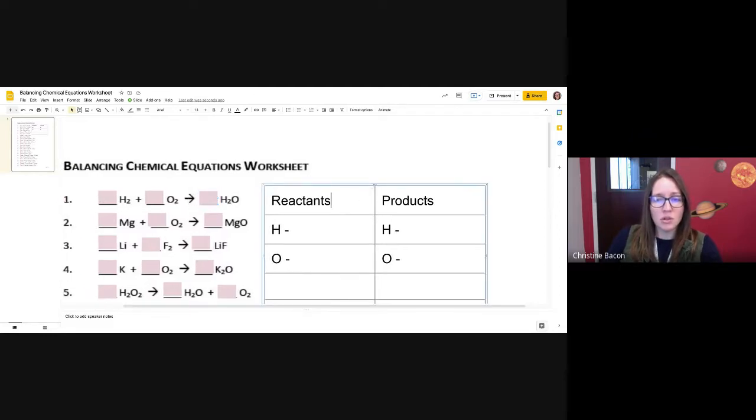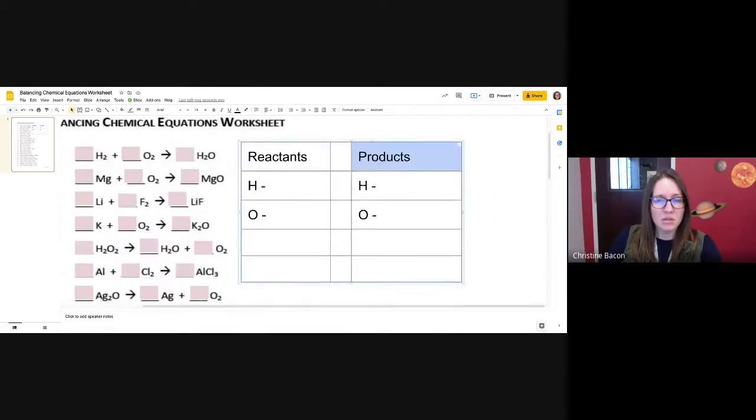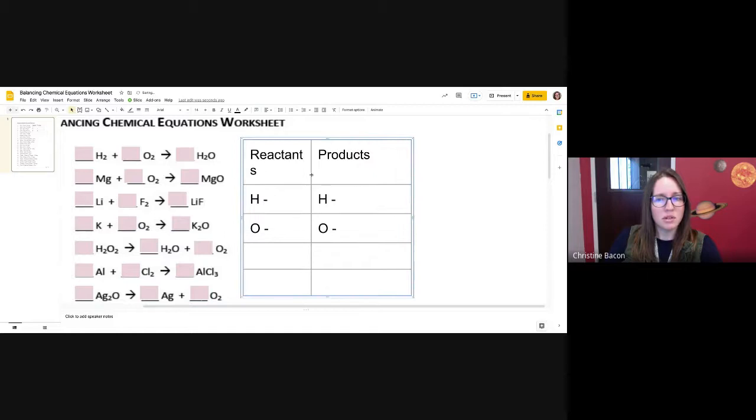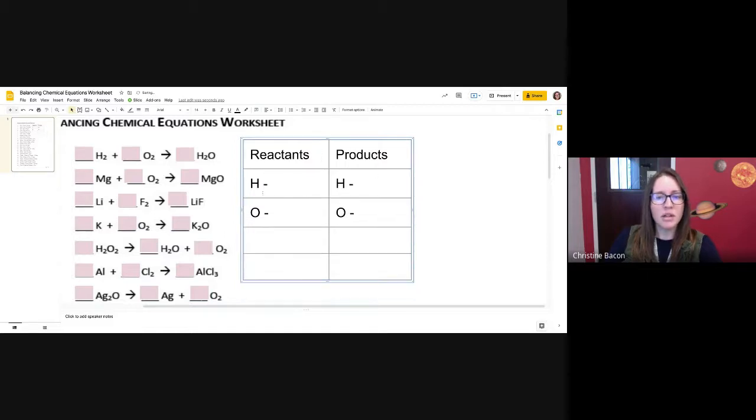What I'm going to do, and I would encourage you to do this as you practice, is count atoms. So I'm going to make a table with reactants and products. This is how I'm going to model how many atoms of each element are on each side of the equation.